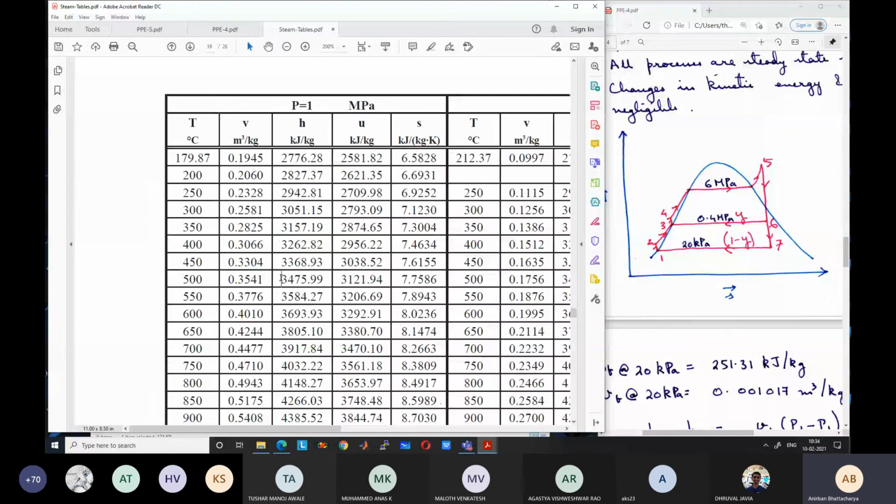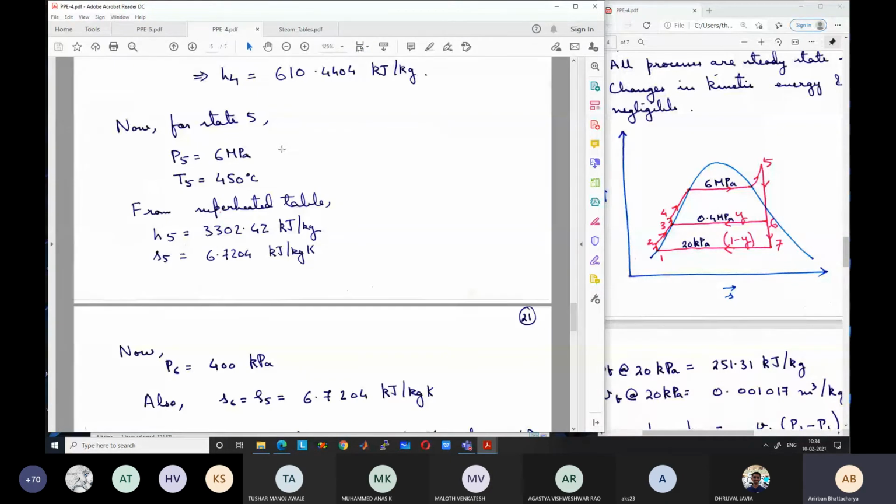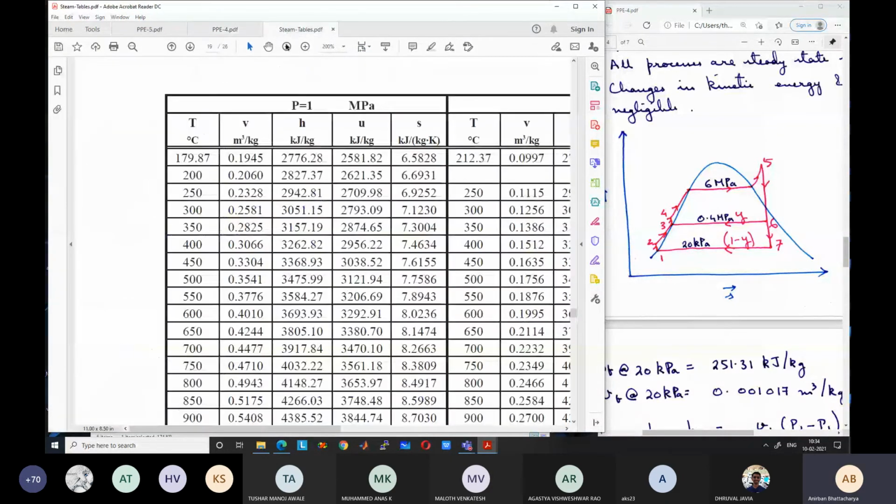So we can see that 6.6931 corresponds to temperature 200 and 6.9252 corresponds to temperature 250. So 6.72 is between these 2 points. You have to interpolate between these 2 points to find the temperature. It will be between 200 and 250 degrees centigrade. Once you find the temperature of entry of the superheater, you can find the enthalpy also. Directly also you can find the enthalpy, but the temperature may be required for other calculations. By interpolating, you can find the enthalpy based on the entropy value.